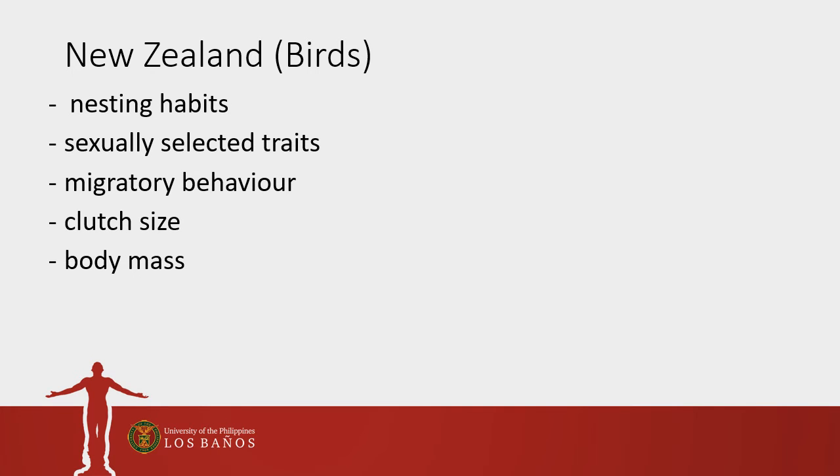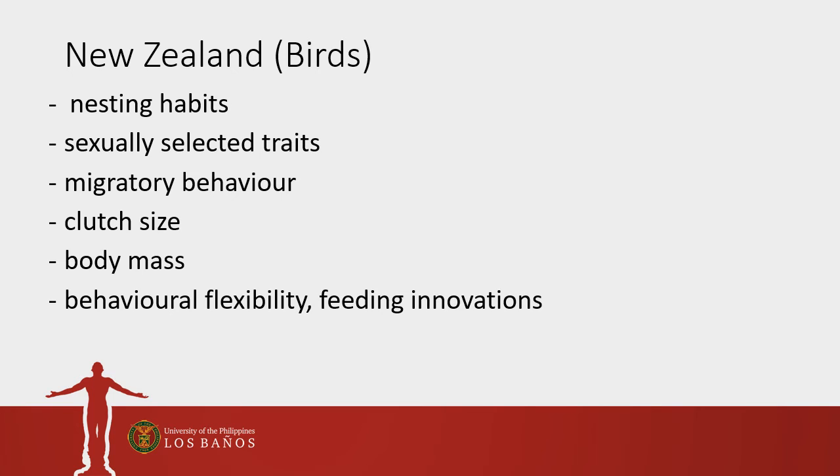Let's look at more specific studies that examine animal invasiveness. In New Zealand, studies on birds revealed the following characteristics: nesting habits, sexually selected traits, migratory behavior, clutch size, body mass, behavioral flexibility, and feeding innovations.